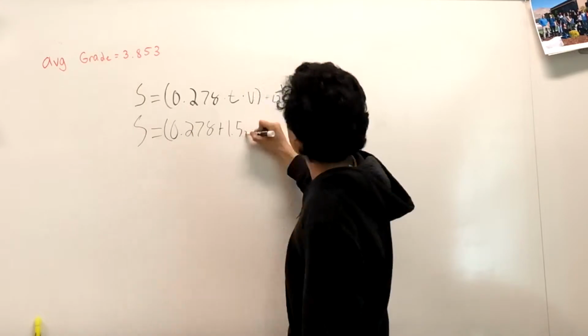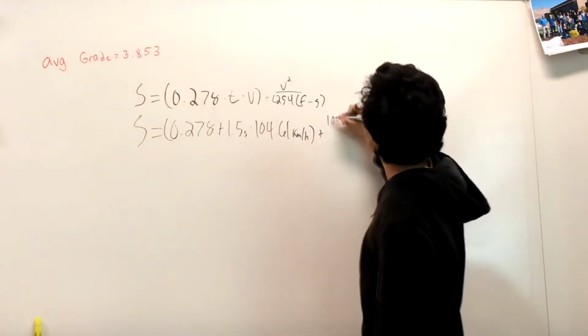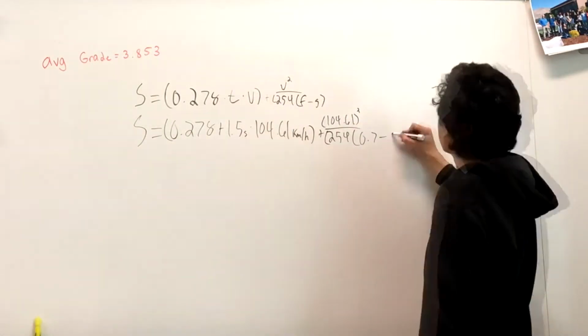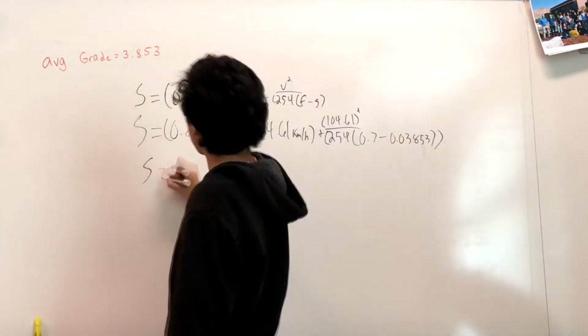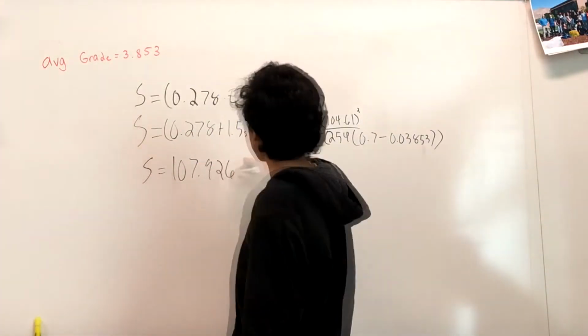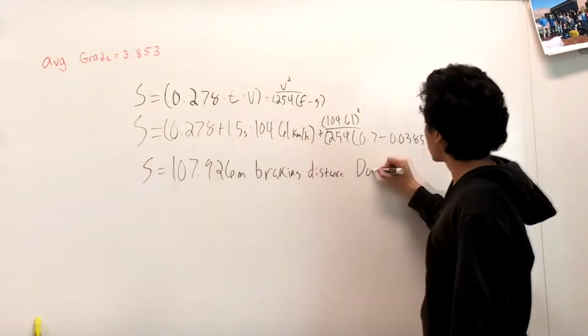We then use the AASHTO formula to calculate the stopping distance downhill. We followed the same procedure and kept the same measurements, except this time we subtracted the grade of the road, seeing as we were traveling downhill. We calculated a final stopping distance of 107.926 meters.